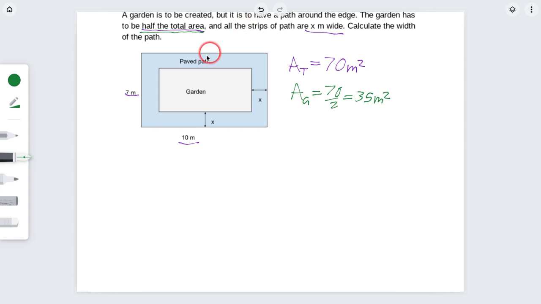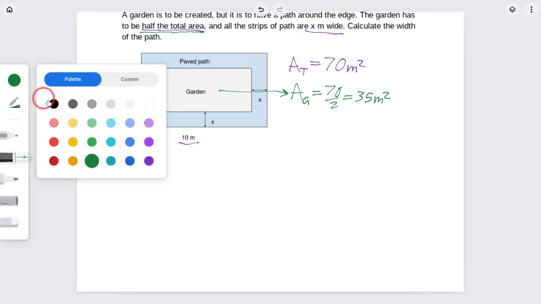So we can see here that this is the garden. The garden's area right over here is AG, which is 35 meters squared, and the entire total area of the whole thing is 70 meters squared. However, what we do not know is the width of the strips of the paved path.